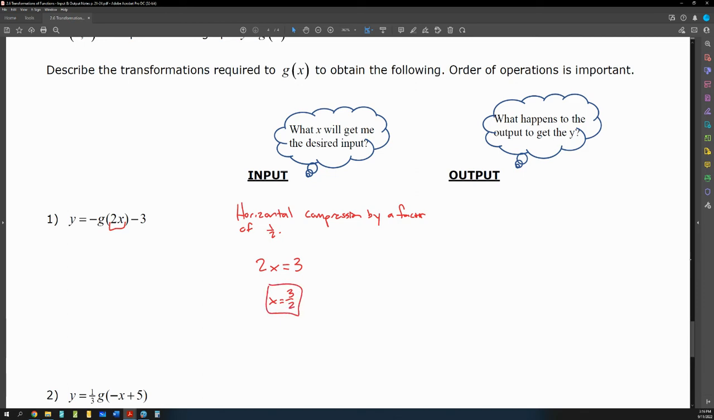For our function output, the first thing that we have to do, remember order of operations is important. When evaluating the function output, we're going to first multiply by -1, and then we're going to subtract 3. Well, we just learned that multiplying by -1 is a reflection over the x-axis, and then subtracting 3 at the end is a vertical shift down 3 units.